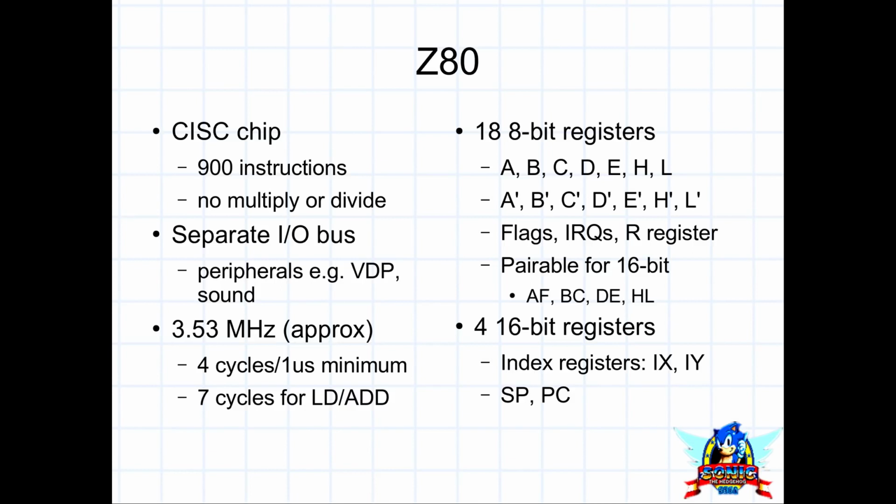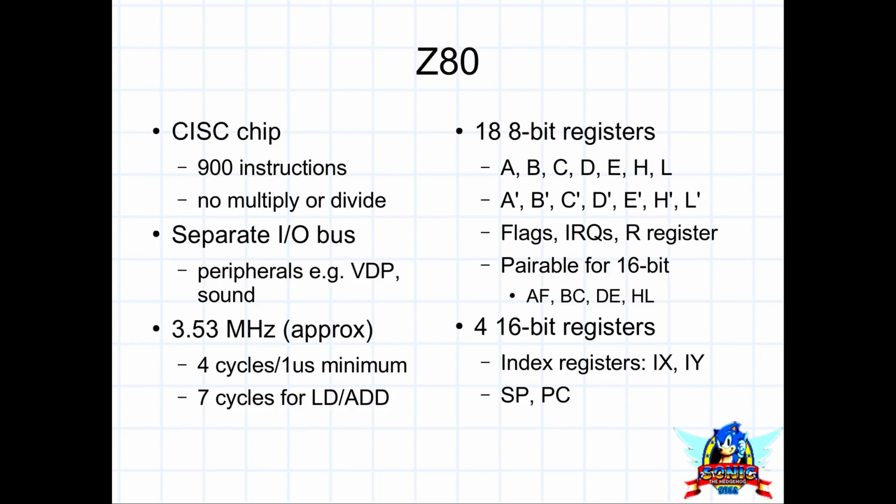It was not pipelined, and the minimum number of cycles it would take to execute a single instruction would be 4. So 4 cycles to do even the simplest thing, like a NOP even. So that's about a microsecond. So it's pretty slow. For a load or an add, you're talking more like 7 cycles. So again, the throughput is not very high. But it had an awful lot of cool features, which we'll get to on the other side here.